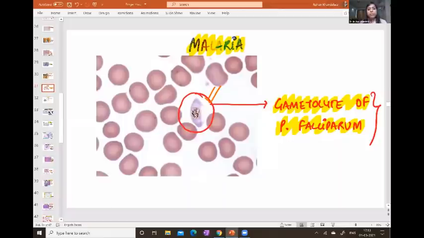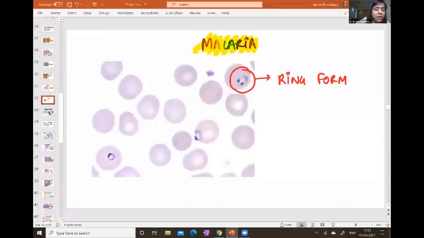Also, another thing from malaria which we need to know are these ring-shaped forms which are seen. They are seen in P. falciparum as well as Plasmodium vivax. In both of them, we see these ring forms, right? So two spotters from malaria which can be asked: either there can be a gametocyte of P. falciparum which will show a crescent shape, or there can be ring forms which are seen in Plasmodium vivax or falciparum malaria, correct? Next.